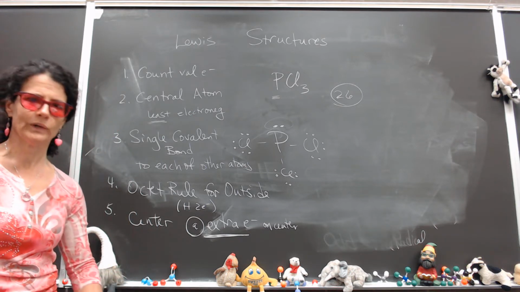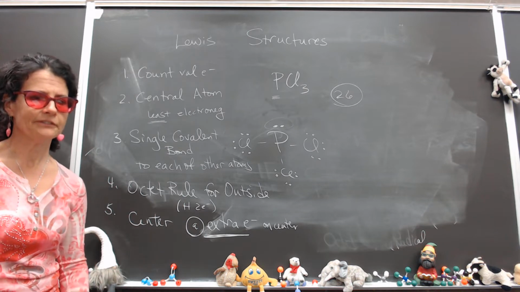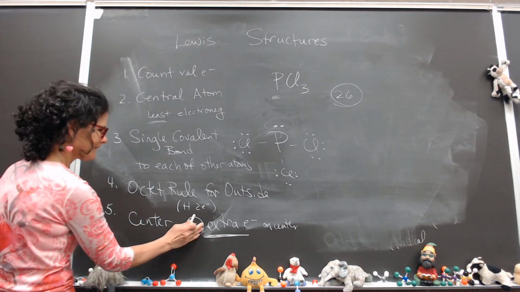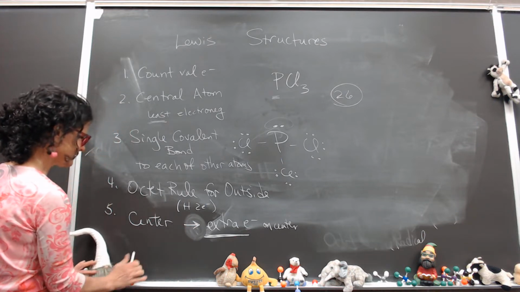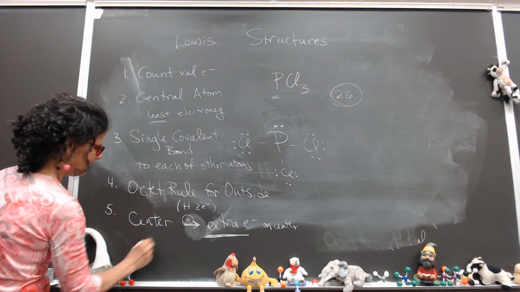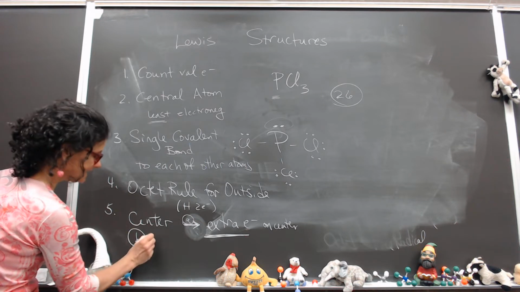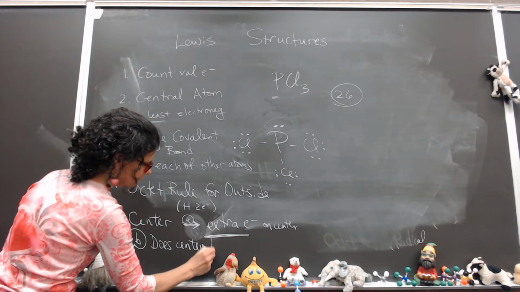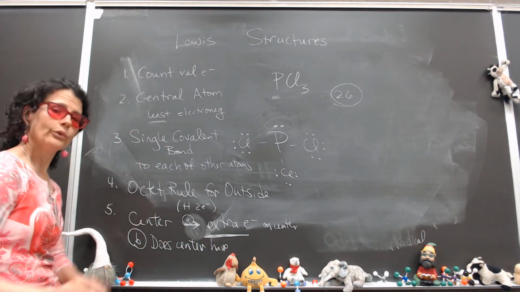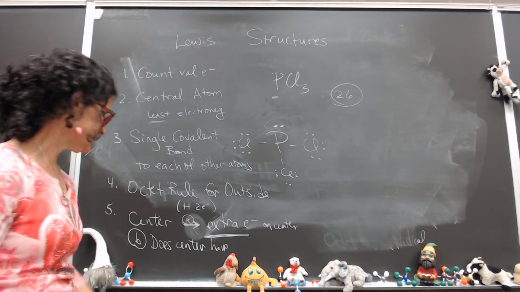If you're at 26, if your center has an octet, so I should rewrite these notes. So the extra electrons go on the center. That is step A. And then step B is, does the center have an octet? So we're going to do another example, because in this case it's a yes.